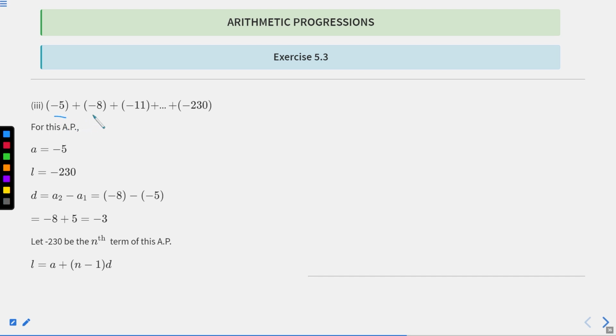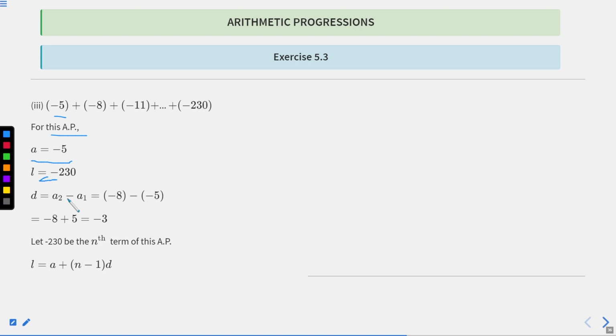And now for 3, here we have given this AP: minus 5 plus minus 8 plus minus 11 plus dot dot dot plus minus 230. For this AP, first term A is minus 5, last term L is minus 230, and the common difference D is equal to A2 minus A1, this is equal to minus 8 minus of minus 5, and this is equal to minus 8 plus 5, that is equal to minus 3.